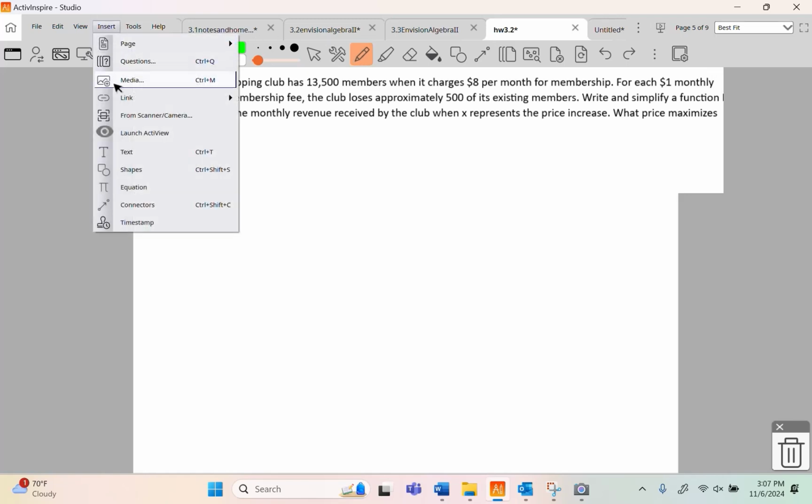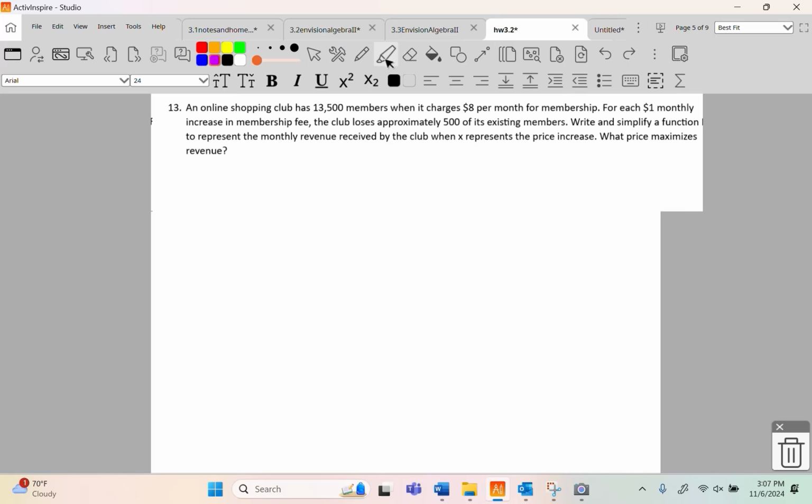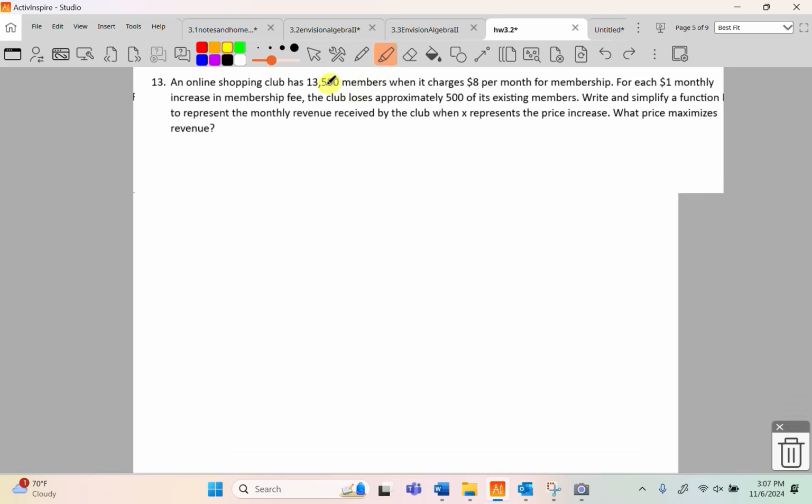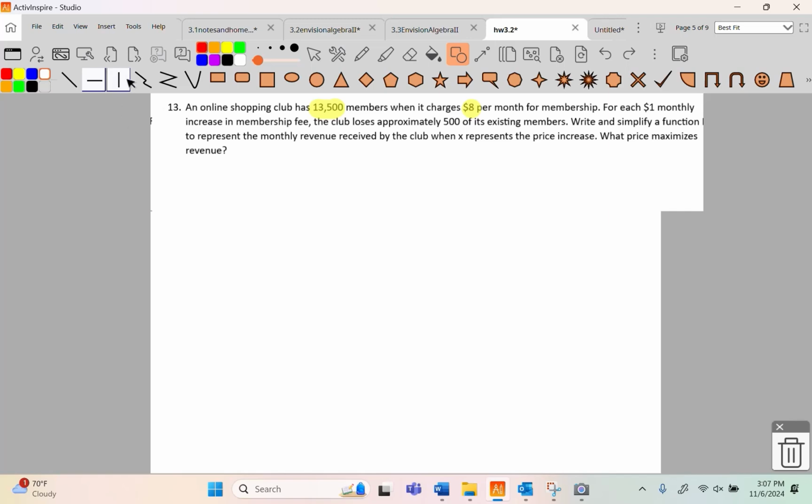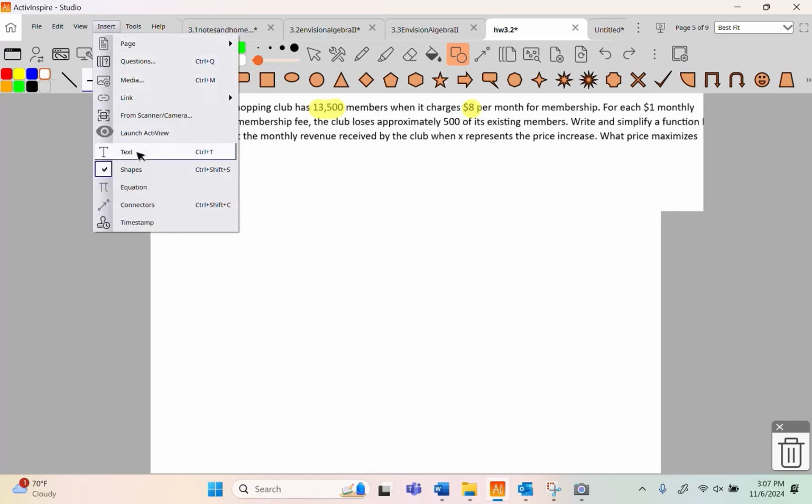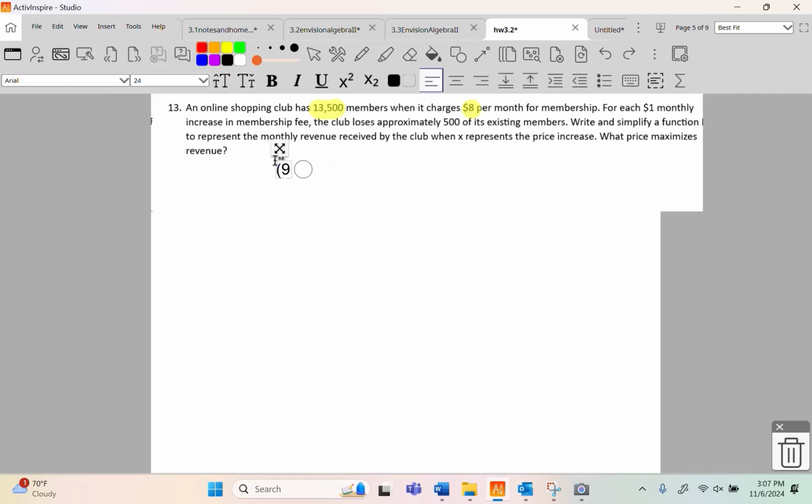So here's 13, which is going to be a challenging question. I notice this, and I have an X value of 8 and a Y value of 13.5. So when I see text like that, I see ordered pairs. I happen to have an ordered pair: that's 8 and 13,500. Now, if I increase by $1, I lose 500, which also gives me the ordered pair 9, 13,500.